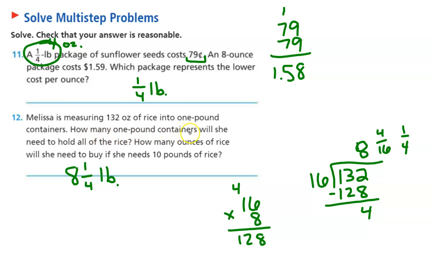It says how many 1-pound containers? I would end up needing 9 1-pound containers, if that makes sense. Okay? And I can't help you with the second part because of time.